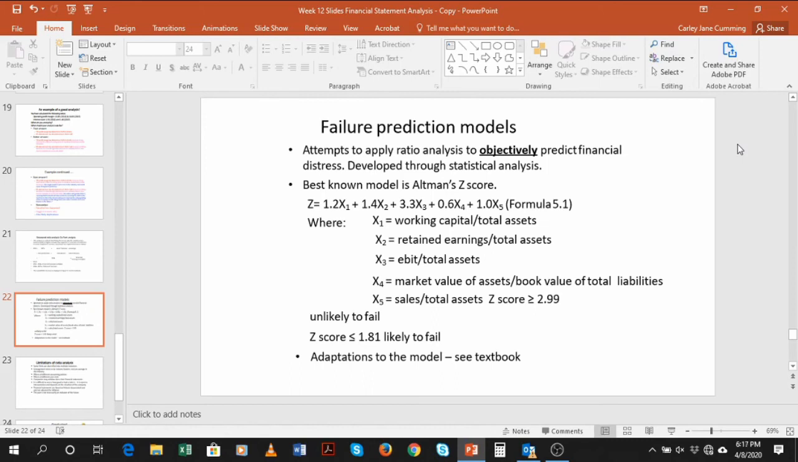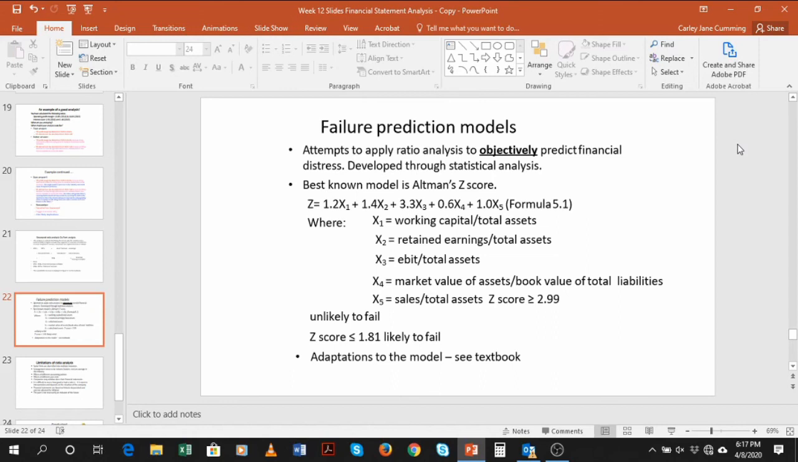You can see the Altman Z-score formula in Formula 5.1 here, and it is also in your textbook. So if we look at the formula, we can insert working capital over total assets for X1, and X2 we will insert with our retained earnings over total assets ratio. For X3, we'll insert EBIT over total assets.